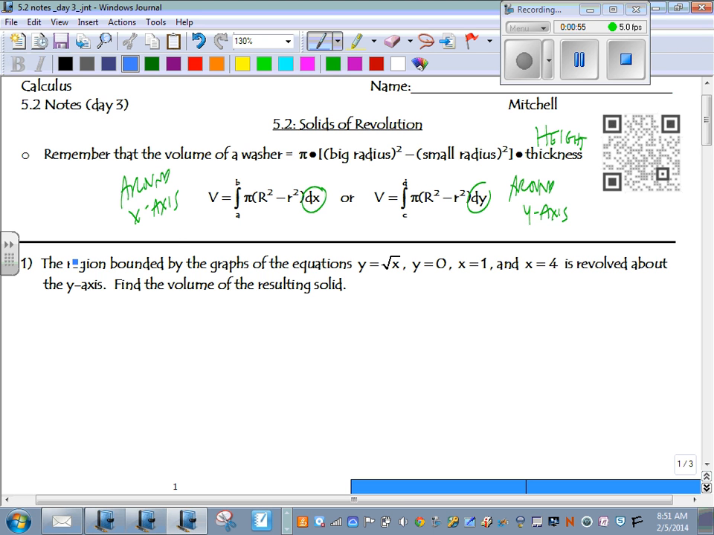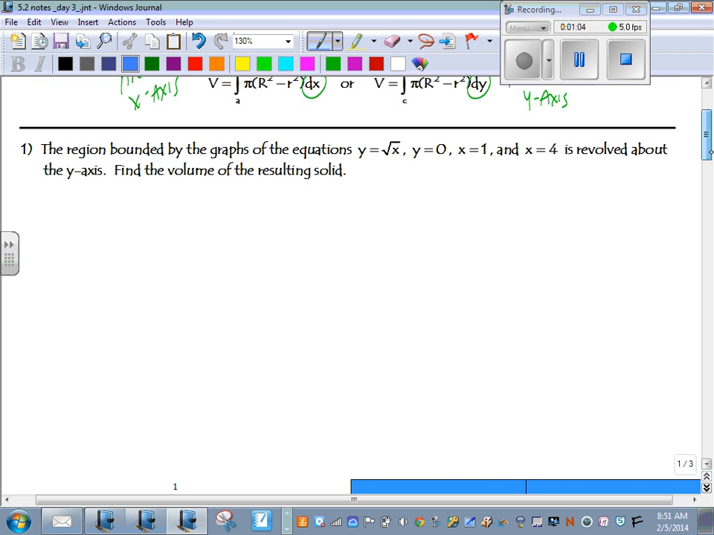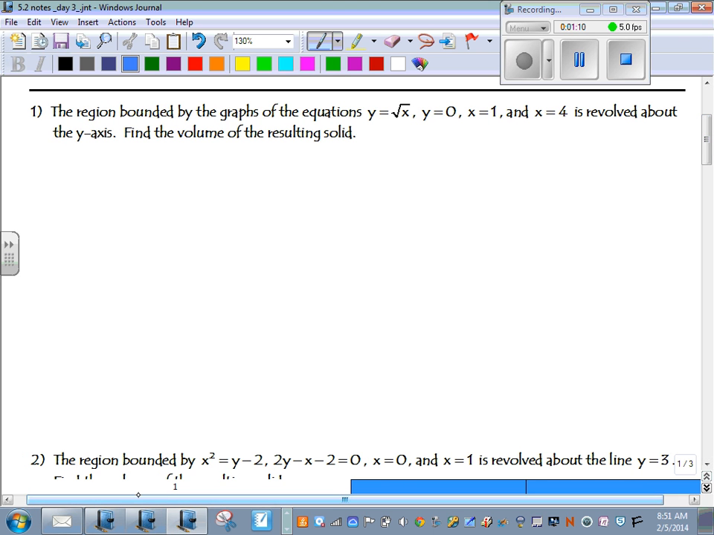Now, number one is actually one we kind of maybe finished on yesterday. I don't know if we got to this in class, but I know we didn't finish it, even if we got to it. So let's take a look at number one. It says the region bounded by the graph of y equals square root of x, y equals 0, x equals 1, and x equals 4. So let's sketch that graph.